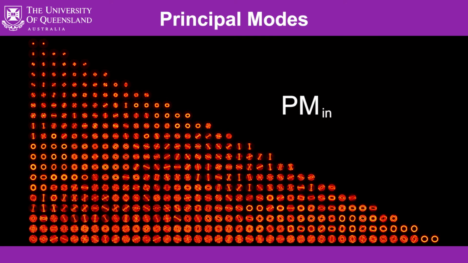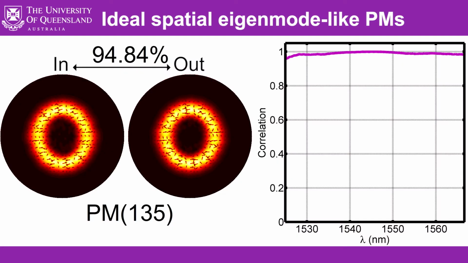Let's zoom in a bit and have a look at some of those principal modes in more detail. Here's an example, which is probably the most spatial eigenmode-like mode out of the higher order modes. It's also one of the ones which looks the most like your standard textbook type spatial eigenmode: circularly symmetric intensity, and almost circular polarization as well in this case, of the same handedness.